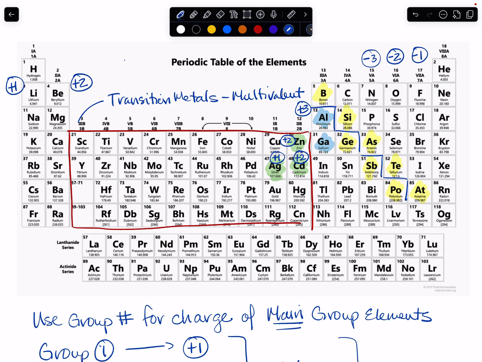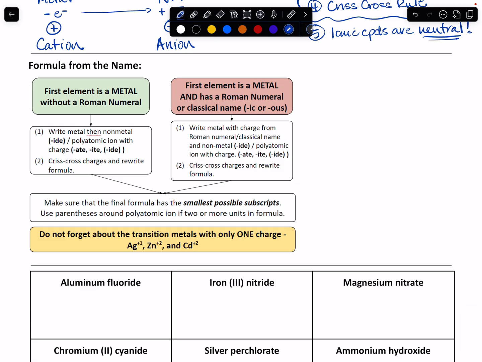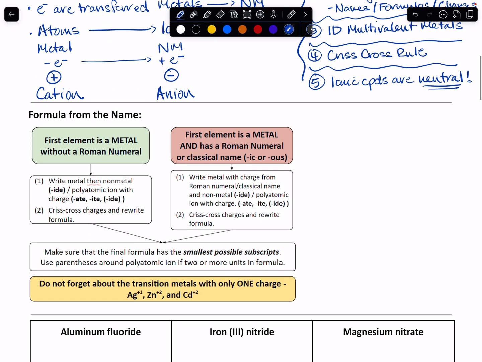Okay, so let's move back up to the top and work on these naming rules. At first, we're going to figure out the formula from the name. So we've identified our compound as an ionic compound. So we're now going to use these rules. You have to be careful. You must watch the details when you name and formula right. Whoops.